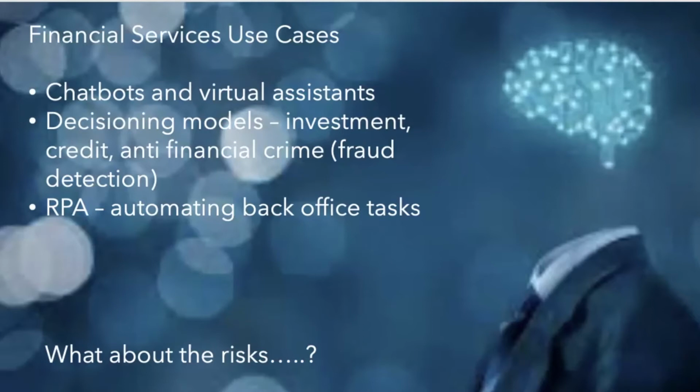JP Morgan is using robotic process automation to execute trades, as well as manage back office finance tasks where repetitive data is utilised. Morgan Stanley, HSBC and others are using AI for fraud detection, detecting money laundering and terrorist funding.